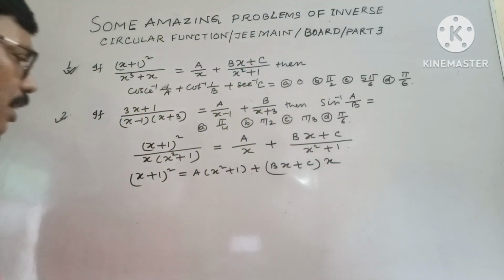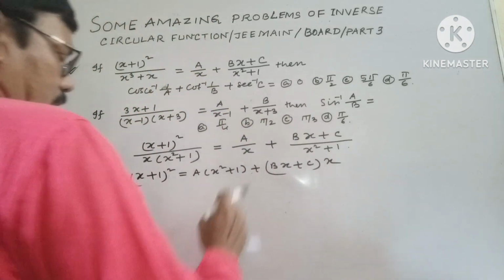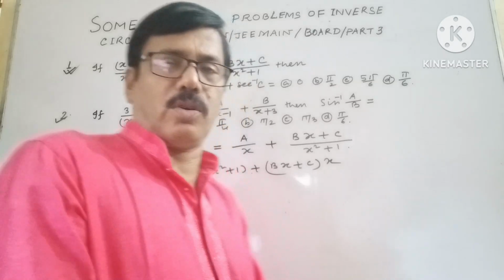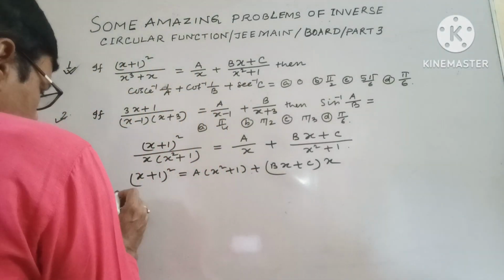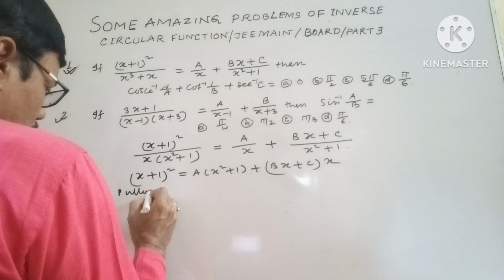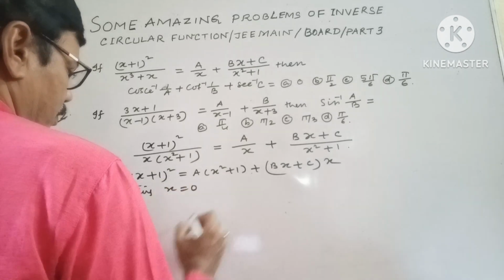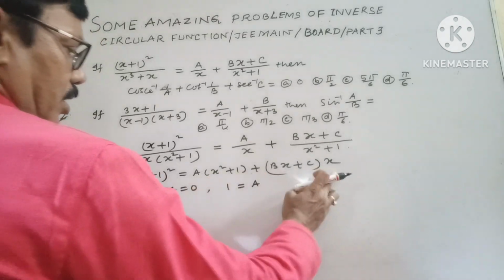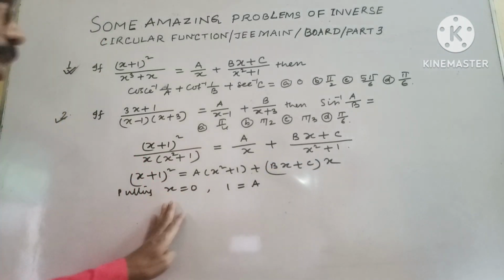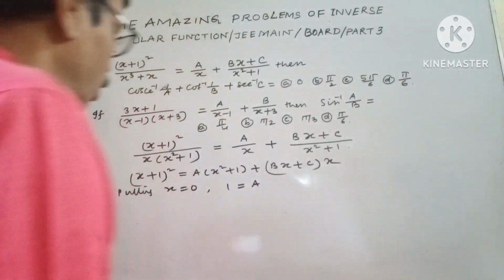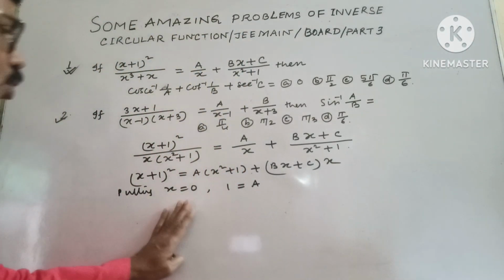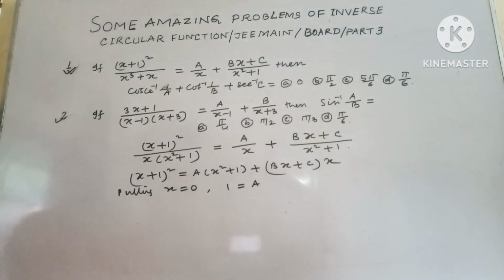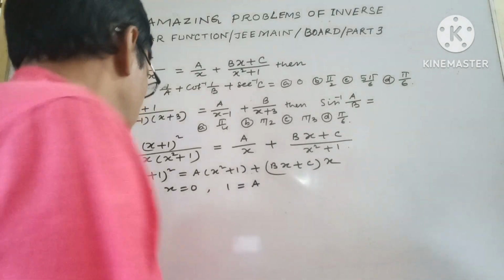Now, there is a factor x. So, if you put x = 0, then you get one constant directly. So, putting x = 0, 1 = A, and this other term is 0. So, we are getting A. Now, you have to find B and C by comparing coefficients of different powers of x.